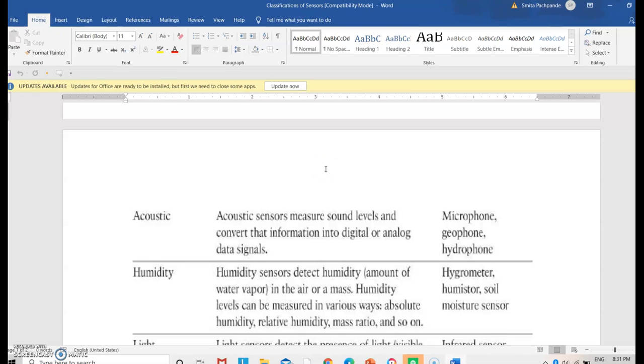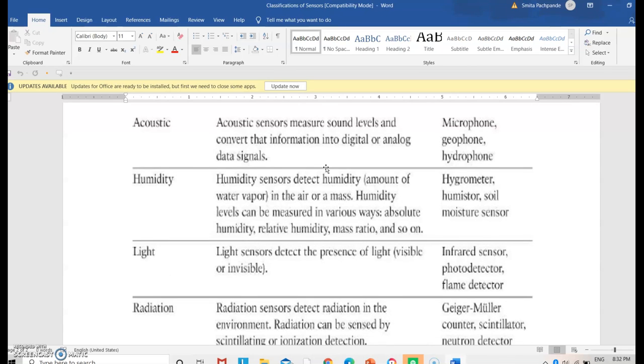The next one is the humidity sensor, which detects the humidity in the air or in a mass. Normally its application is in measuring the humidity of the soil, for example, in agriculture applications, the soil moisture sensor. Light sensor: a light sensor detects the presence of light. It is an infrared sensor or photodetector. Normally you will find such sensors in a smart home, where I want to control the light of the room. The next one is the radiation sensor.